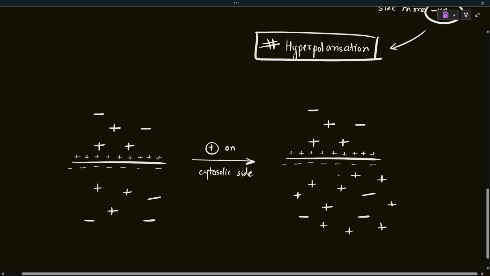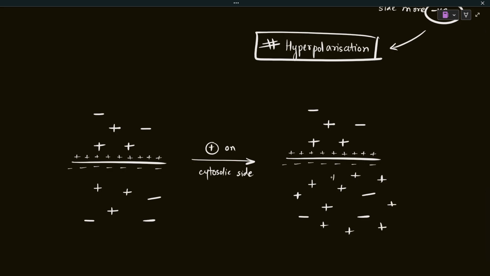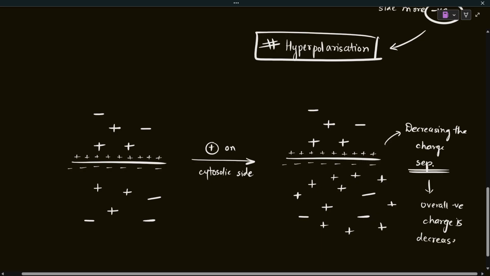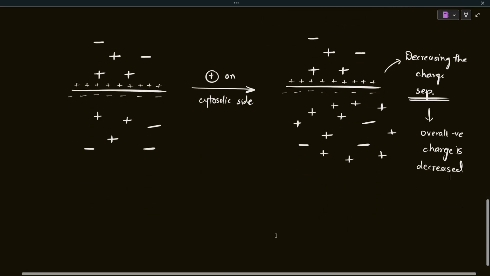So this will result in decreasing the charge separation, because the cytosolic side was negative, and as I'm adding cations there, the overall negative charge will be decreased. So this is decreasing the charge separation. Whenever we decrease the charge separation, we say that the membrane is getting depolarized. This is what we call the depolarization of the membrane.